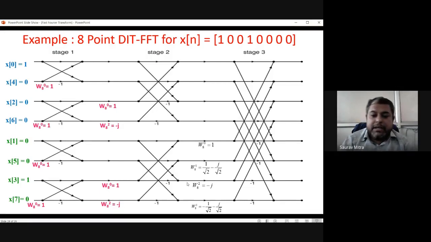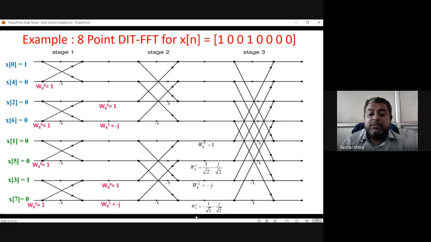Main change comes here, be careful. This is the output of the second stage. Here W80 is 1, W82 is W41, that is minus j. W81, as given in the previous slide, is 0.707 minus j 0.707. So I am writing it 1 by root 2 minus j by root 2. And W83 is minus 1 by root 2 minus j by root 2.